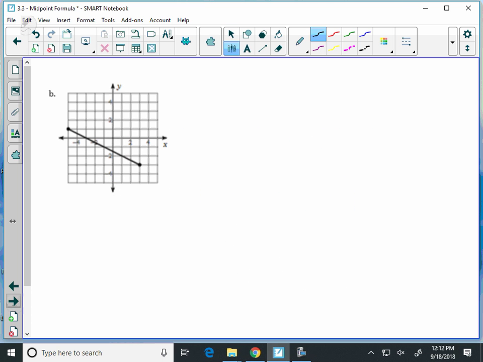Same kind of thing. We have our line segment. Someone give me one of those endpoints. Careful, the positive 3. Very good. And then what's the other one? -5, 1. That's the other endpoint. So just use those endpoints to find the midpoint.